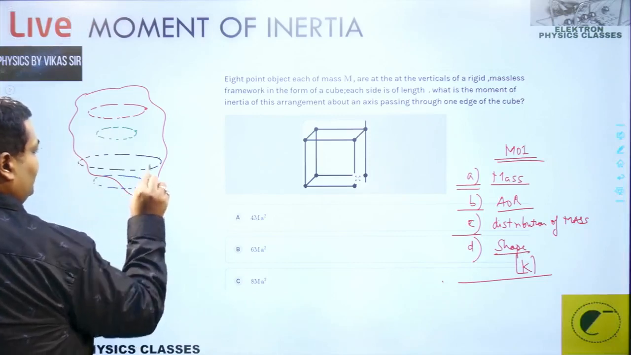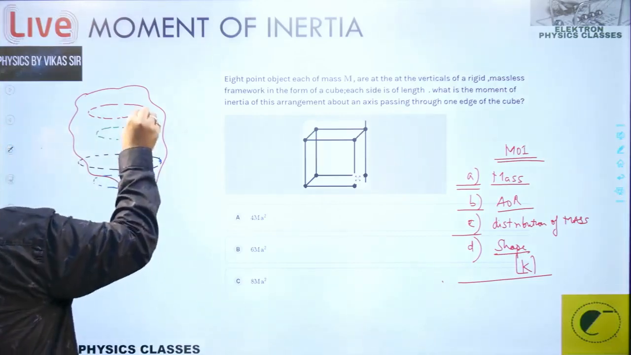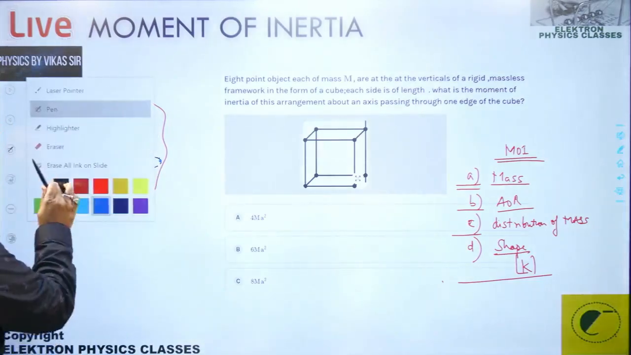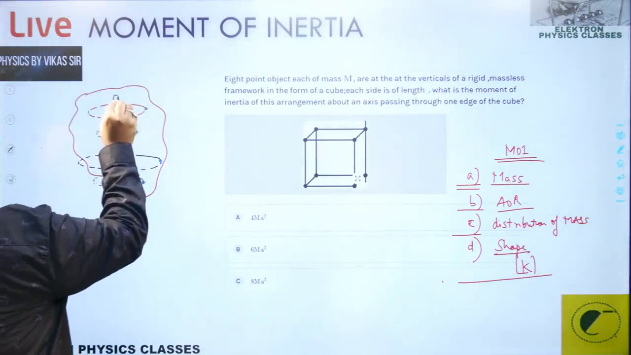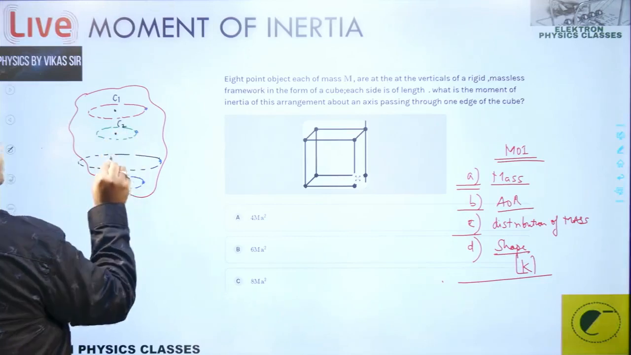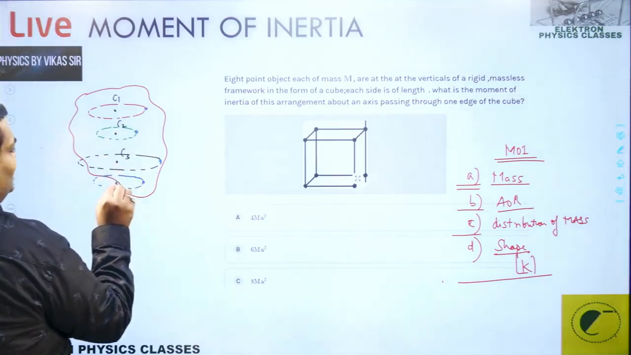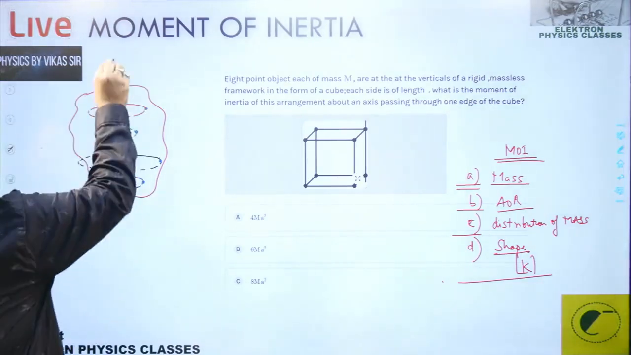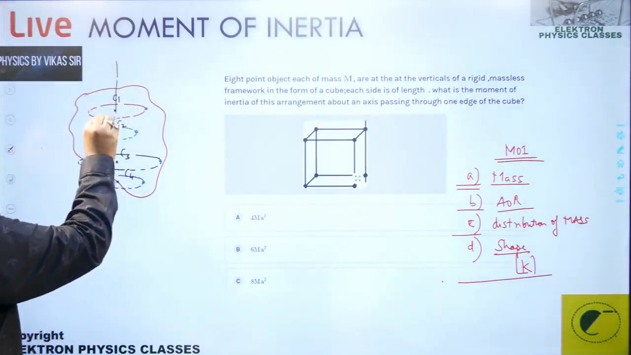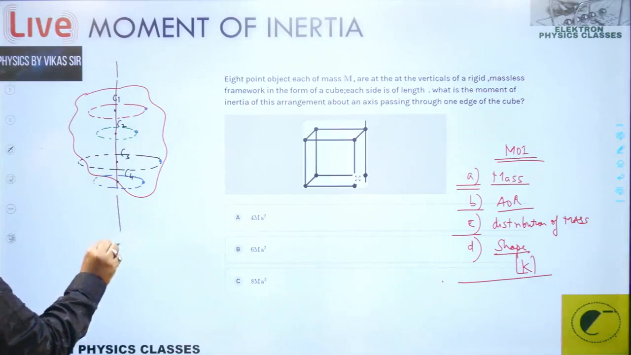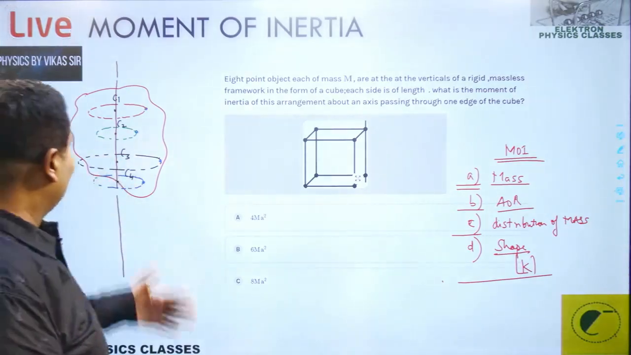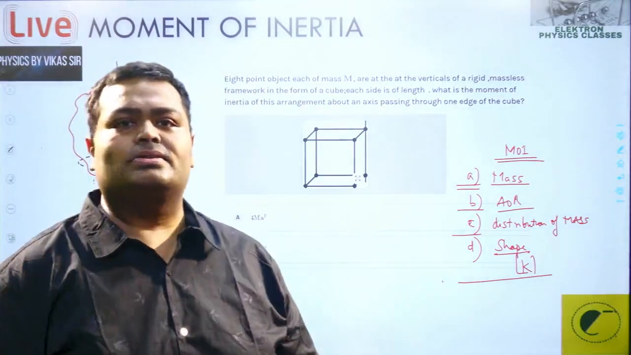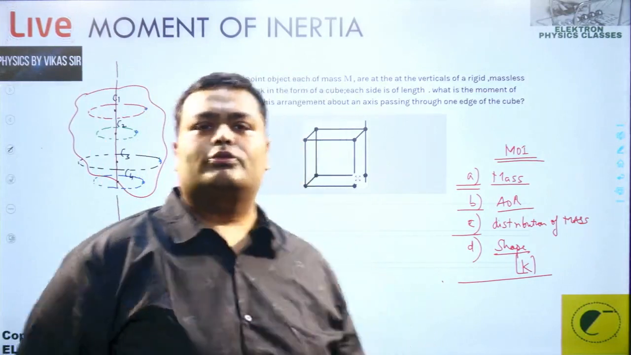Right? These are the particles. What do I do? I locate the center of the circle, C1, the center of the circle, C2, the center of the circle, C3, the center of the circle, C4, and I connect them. This locus of the centers of these circles is defined as the axis of rotation.